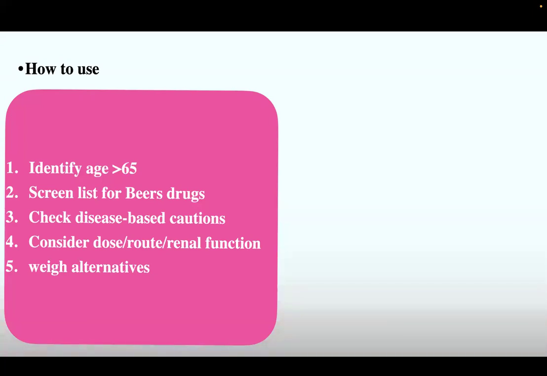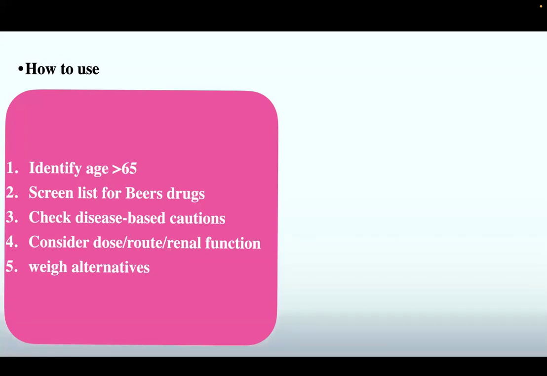Third is to check the disease-based caution. So you need to check whether your patient has any kind of comorbid conditions or not. If yes, what are the pills for that and the interactions. Fourth, consider the appropriate dose, appropriate route, and the renal function, because in the earlier session, we already discussed pharmacokinetics, right? And we understood that the majority of drugs are excreted via the renal route. So you need to check renal function before prescribing or before deprescribing as well. And weigh alternatives. Understand what alternatives you already have.